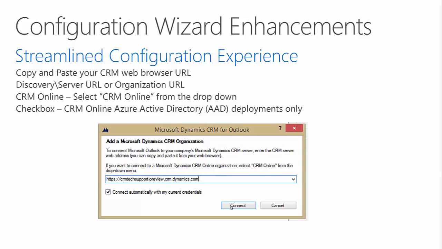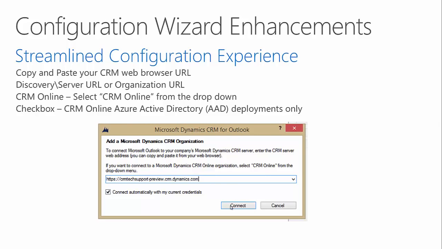So what this means is that in the past you could do your discovery server URL or your server URL that you put in there, and typically you wouldn't want to have your /organization name. Now you can actually have your organization URL. You can copy and paste that right into there. For CRM Online, you just select CRM Online from the drop-down.